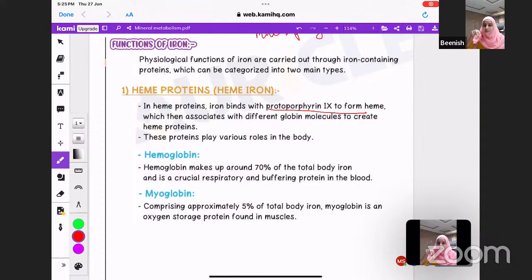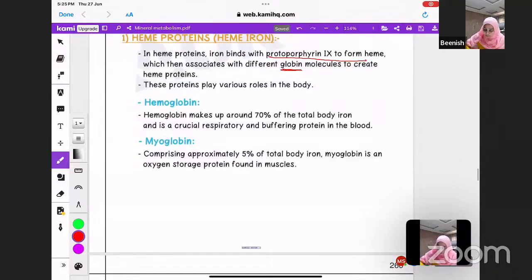So iron is basically present in the form of a porphyrin ring. If that structure is present, then these proteins are known as heme proteins because they contain iron bound to protoporphyrin 9, forming porphyrin rings, which then associate with different globin molecules to create heme proteins. These proteins play various roles in the body. The most important heme protein is your hemoglobin, which makes up about 70% of the total body iron, very important, involved in oxygen transport and is a crucial respiratory and buffering protein in the blood.